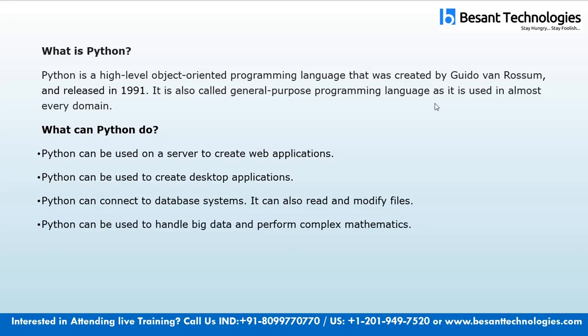Python was created by Guido van Rossum and released in 1991. It is also called a general purpose programming language. Why? Because it is used in almost every domain. And what can Python do?